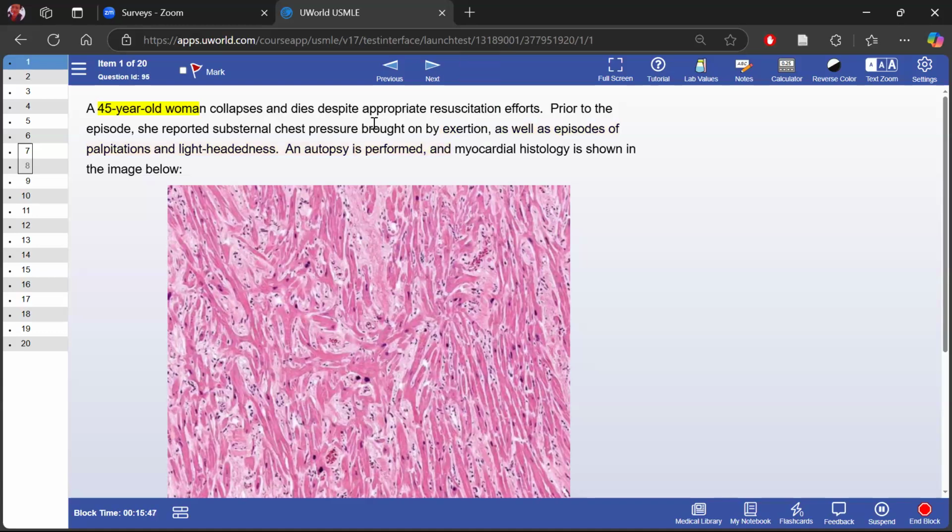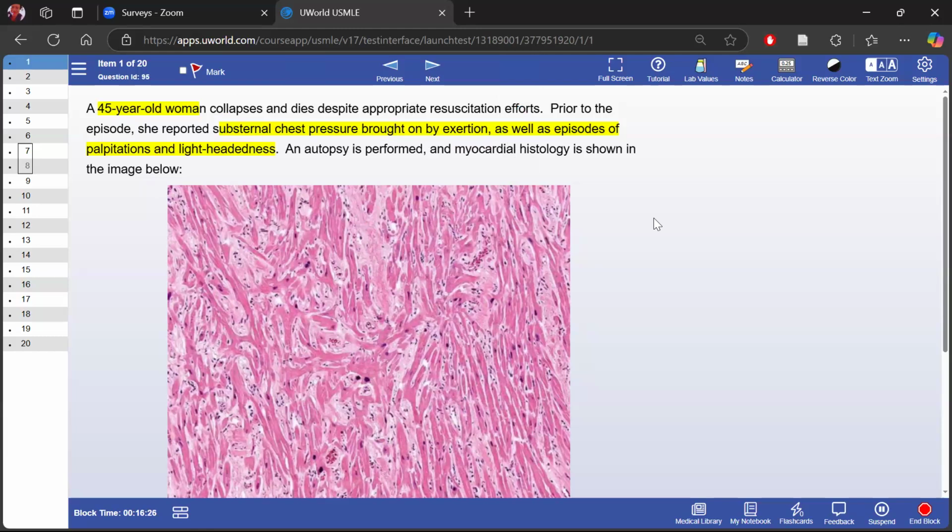So this is a 45-year-old woman that collapses and dies despite appropriate resuscitation efforts, right? So like sudden cardiac death. Prior to the episode, she reported substernal chest pressure brought on by exertion, as well as episodes of palpitations and lightheadedness, right? So for the purpose of the USMLE examination, this is a vignette about sudden cardiac death. When a patient experiences sudden cardiac death, there are some top differentials that should be on our mind. Who can tell us?